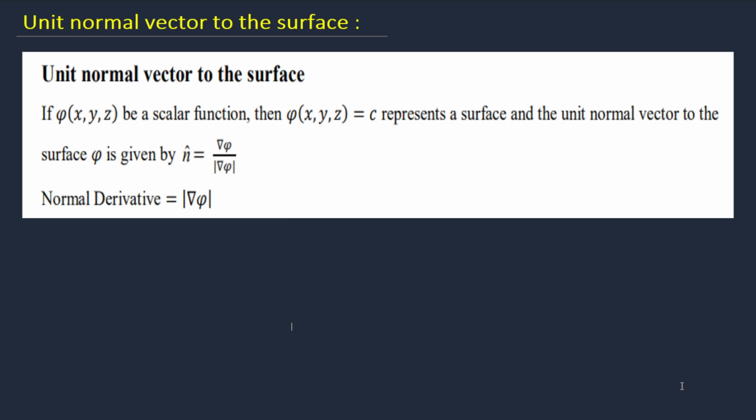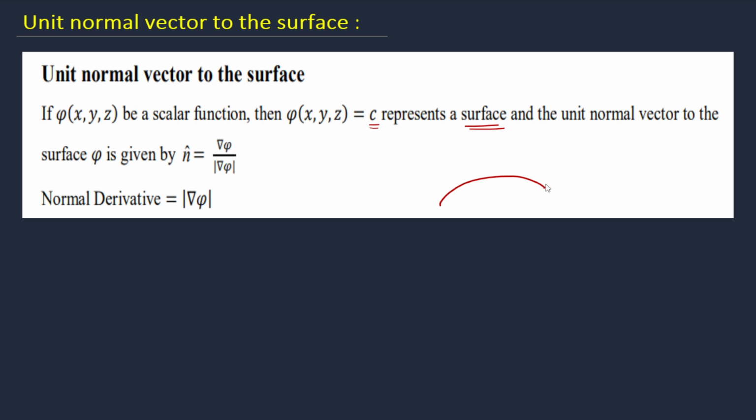Now what is unit normal vector to the surface? So if phi of x comma y comma z be a scalar function, and if we put phi of x comma y comma z equals to some constant c, then it represents a surface, right? Then what is the unit normal vector to this particular surface?